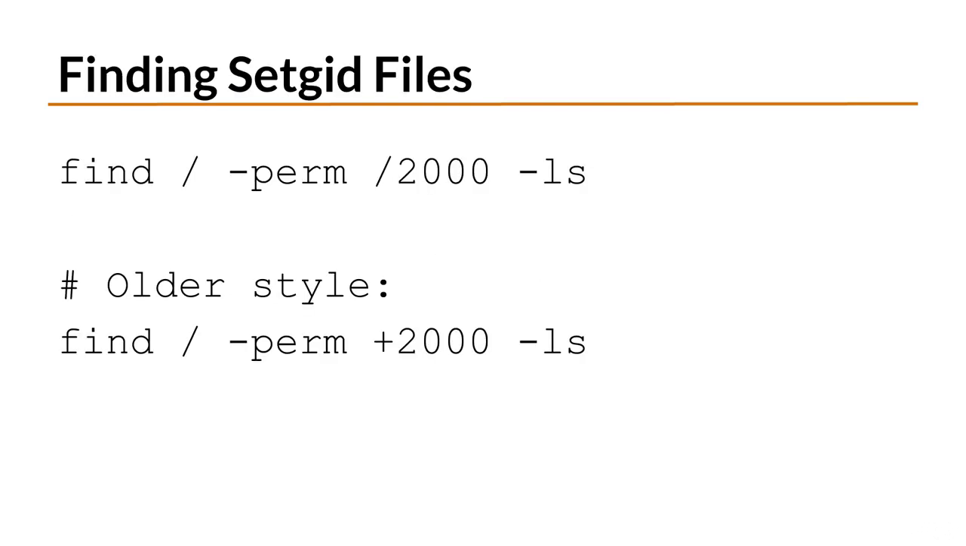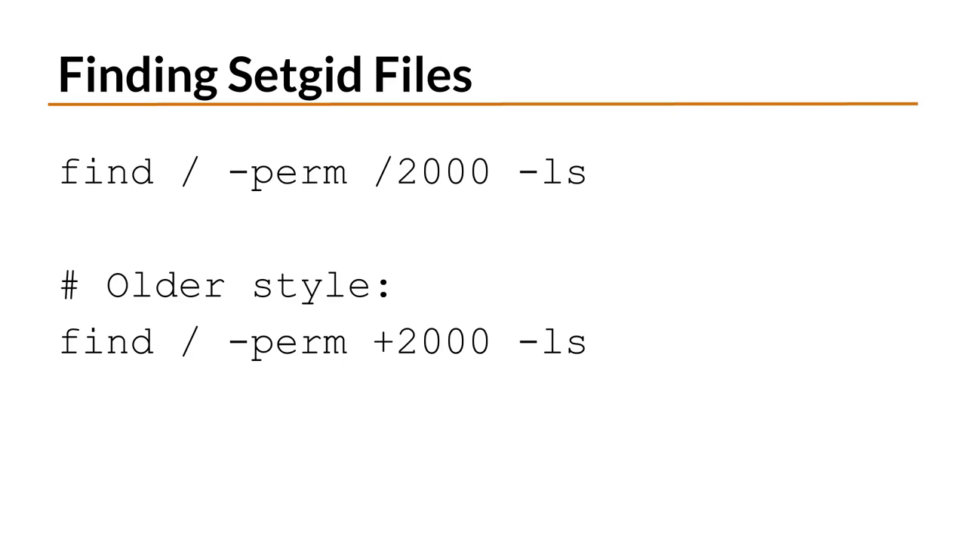To find all the files on a system that have the setgid bit permission set, run find / -perm /2000. Again, the / means to match any of the permission bits that are set for the file. If you are using an older version of find, you might need to use -perm +2000. If you want to get a long ls listing output of all the files that match those permission sets, use the -ls option.